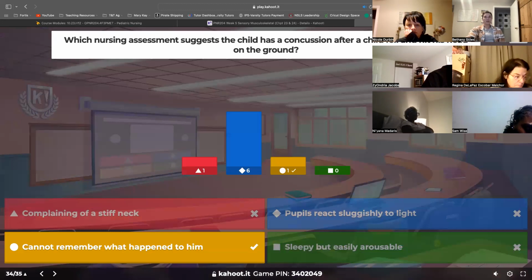So a sign of a concussion after falling is going to be that amnesia afterwards, so not remembering what happened.